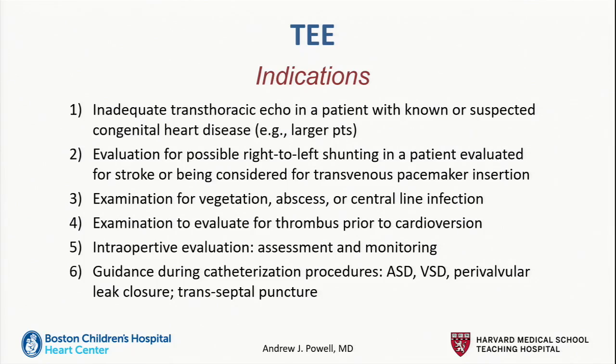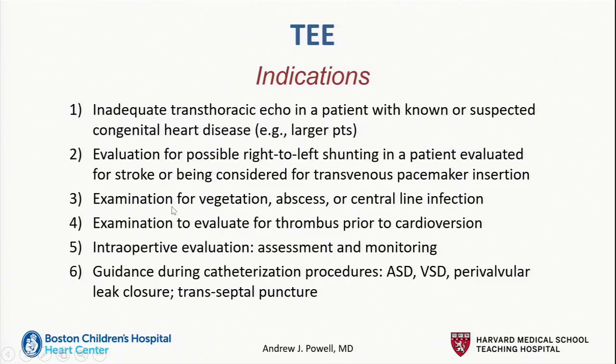First indication, inadequate transthoracic echo in a patient with known or suspected congenital heart disease. So the inadequate transthoracic studies tend to be in larger patients. That's a sufficient indication for you at least to consider to do a TEE to get more ultrasound or echocardiographic imaging information for your patient. Another one is evaluation for possible right to left shunting in a patient being evaluated for stroke or being considered for a transvenous pacemaker insertion. This part is because transvenous leads might form a clot, and you want to see what their risk of having a paradoxical embolus is and how that relates to right to left shunting.